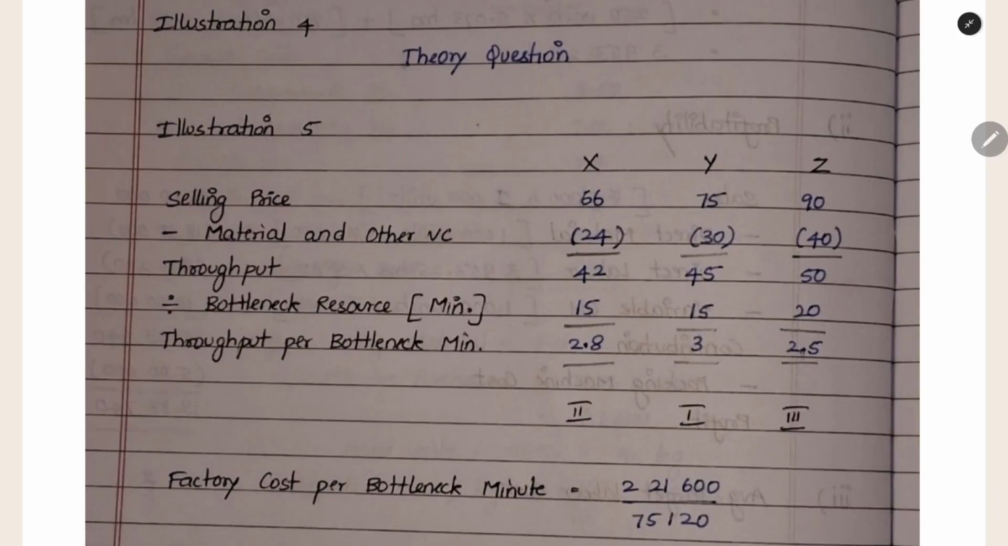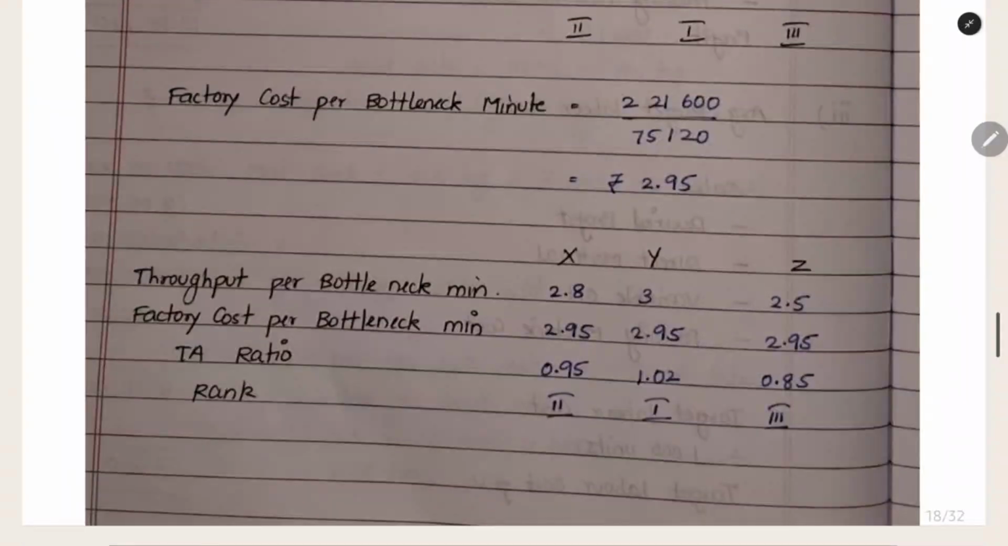For one unit of X, the bottleneck resource it takes to produce is 15 minutes, and 20 minutes is taken for producing 1 unit of Z. Now, this is the throughput per unit. This is the bottleneck resource per unit. If you divide these two, you will get the throughput per bottleneck minute. You are getting this for all the 3 products. Now we are getting the factory cost per bottleneck minute also, 2.95.